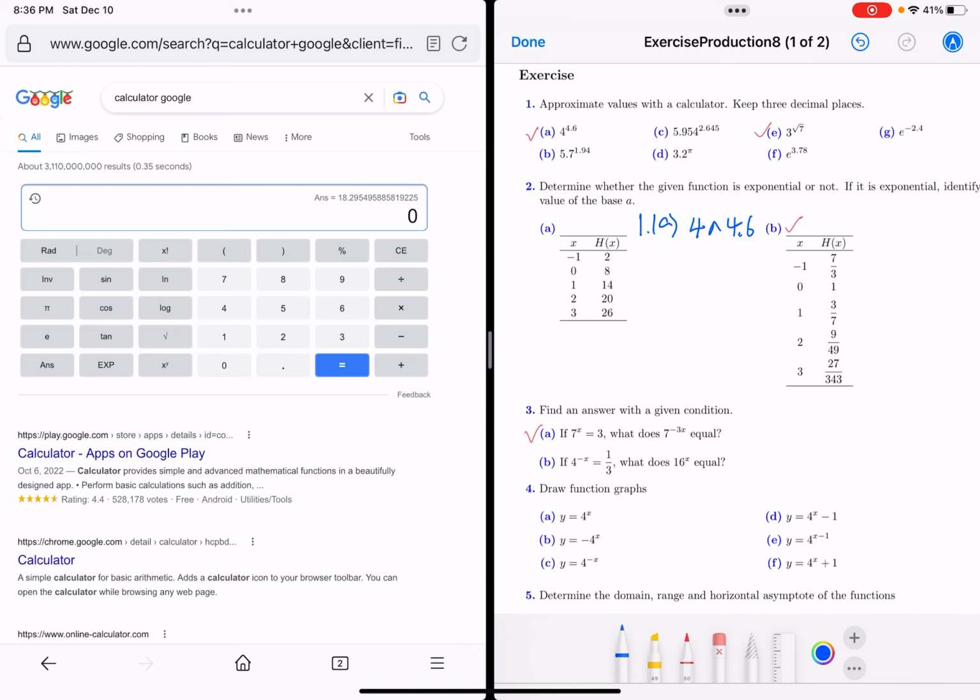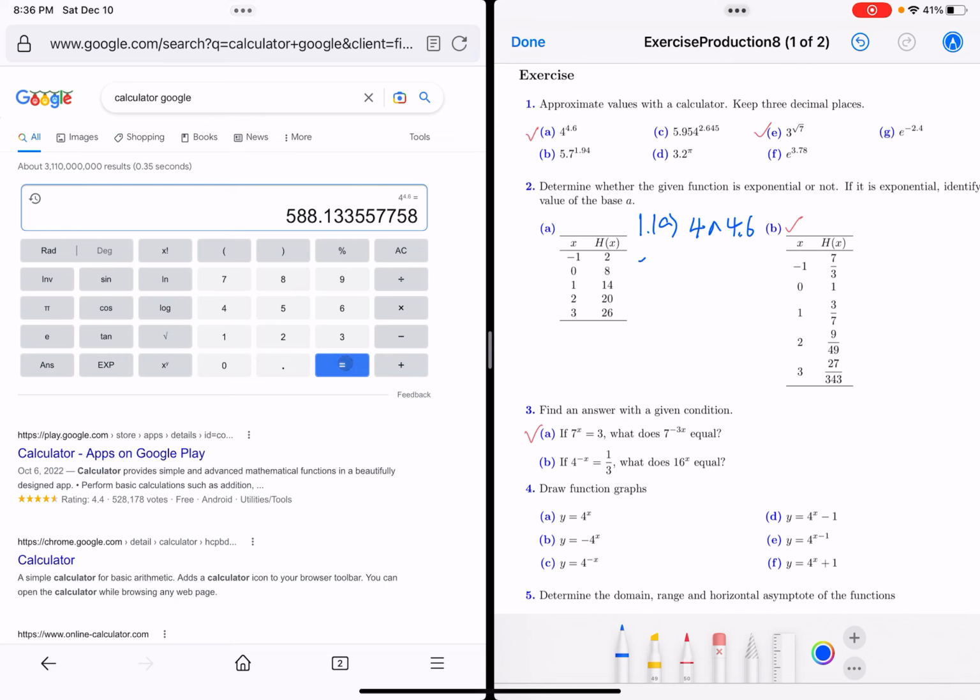On a TI-83 calculator, you need this arrow up key, which means exponent. Here we have a Google calculator, so what you do is 4, and then x to the y means exponent. Then you see the cursor on the shoulder of 4 shows up, then you input 4.6. You hit enter, and you have the answer.